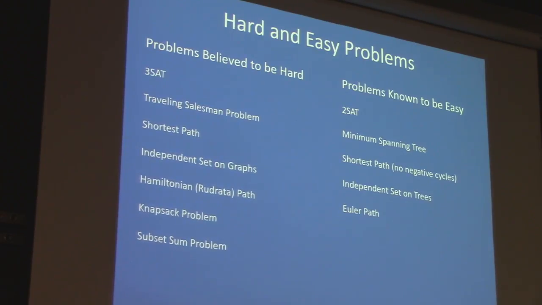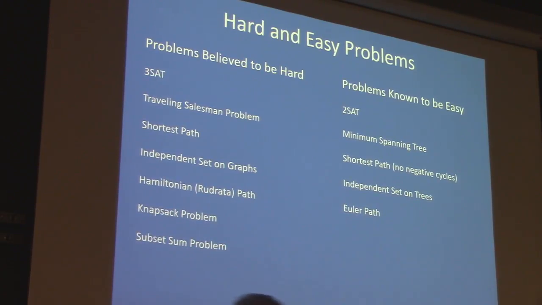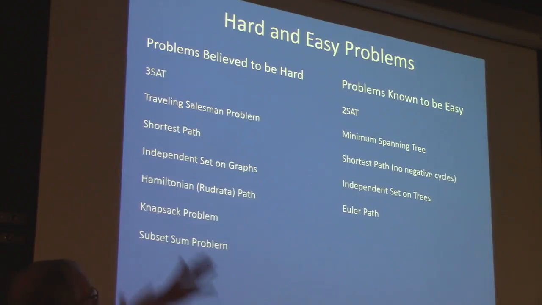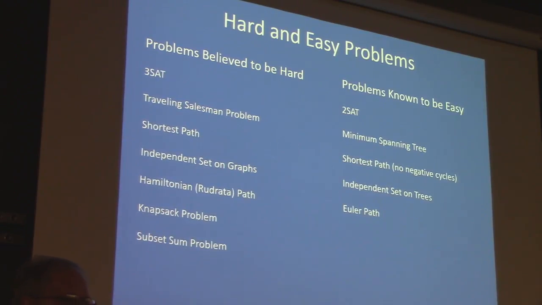So 2-SAT is easy. Someone found an algorithm to solve it quickly. Minimum spanning tree is easy. We solved that. Shortest path when there are no negative cycles, we solved that. Independent set on trees: the independent set problem I was talking about over there turns out, if your graph is a tree, can be solved efficiently. The Euler path problem can be solved easily.